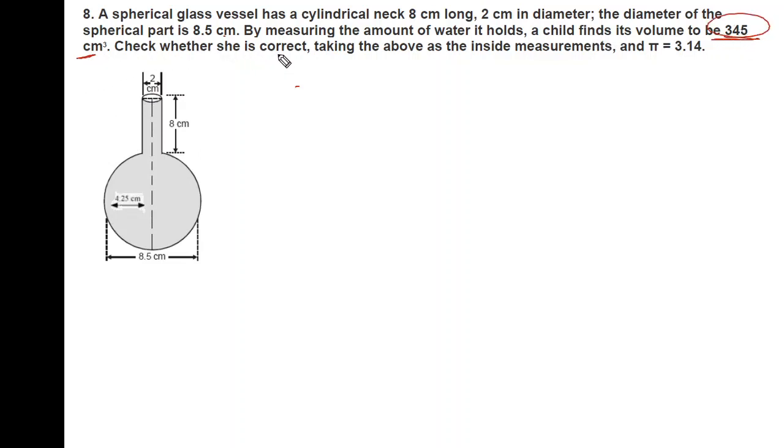That means you have to again find the volume of this total figure, taking the inside measurements. We have to take this measurement that is given, these are inside measurements. And here also it is given pi equal to 3.14.